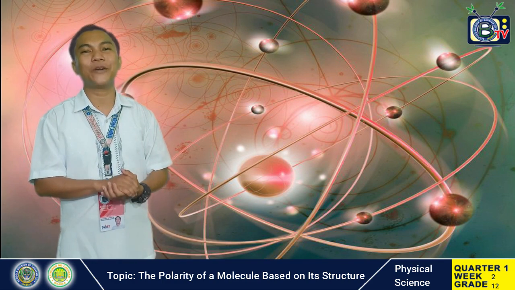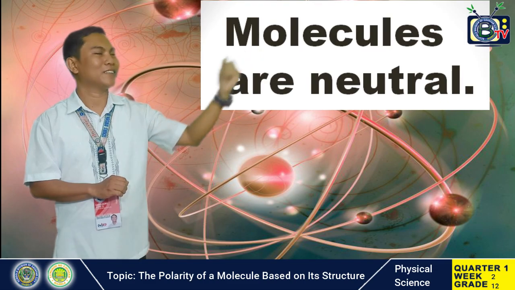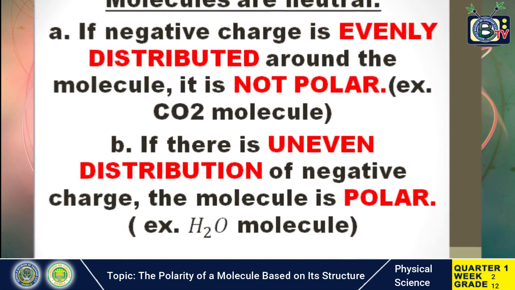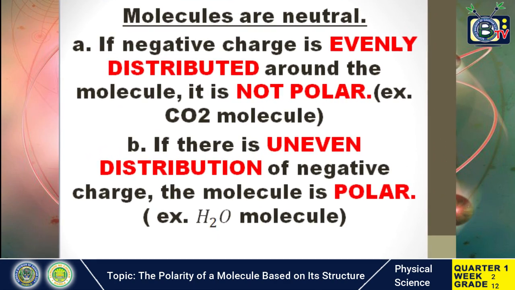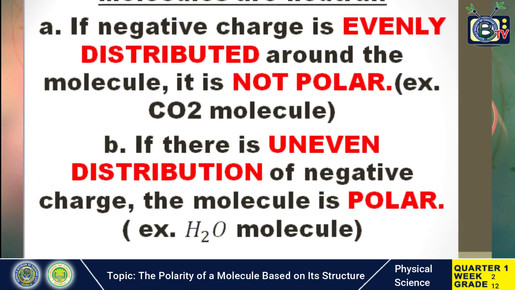So what is polarity? Molecules are neutral. If negative charge is evenly distributed around the molecule, it is not polar. Example, CO2 molecule or carbon dioxide molecule. Whereas, if there is uneven distribution of negative charge, the molecule is polar. Example, H2O molecule or water molecule.